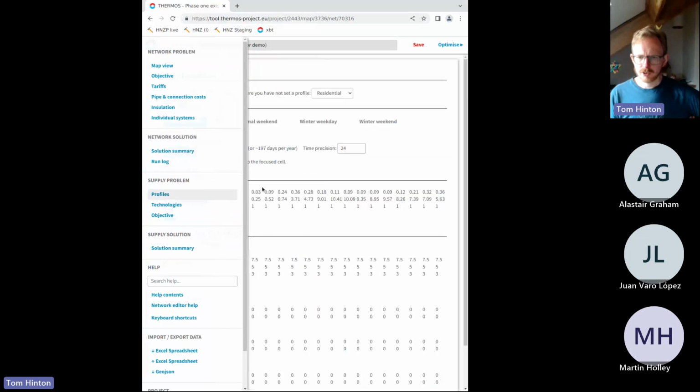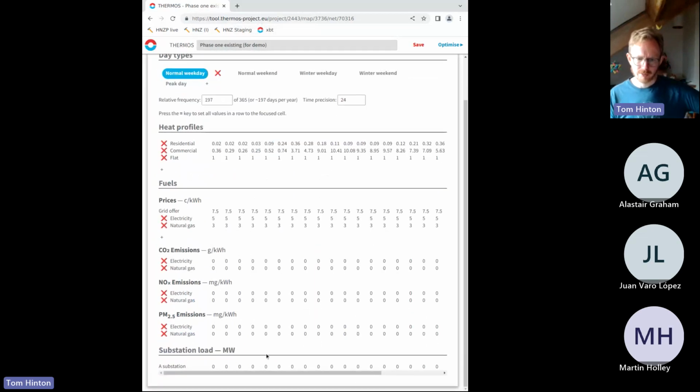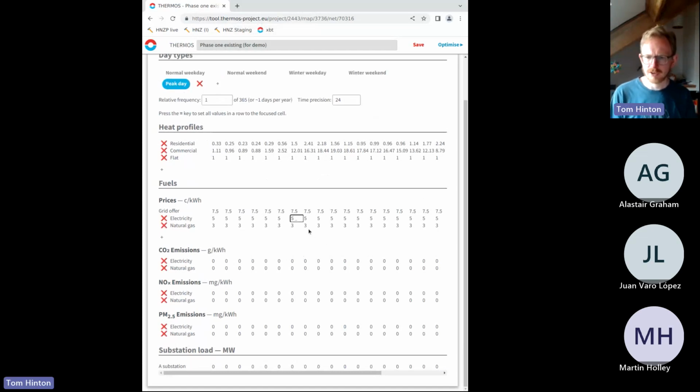And then the final element of the cost is the second set of profiles, which match up with the heat profiles. And these are prices for things. What do things cost? You've got grid offer, which is how much the grid will buy your electricity off you for if it builds a CHP. And then you've got price of electricity, price of natural gas. So these are all flat in this set of parameters, which has probably made the results a bit less interesting.